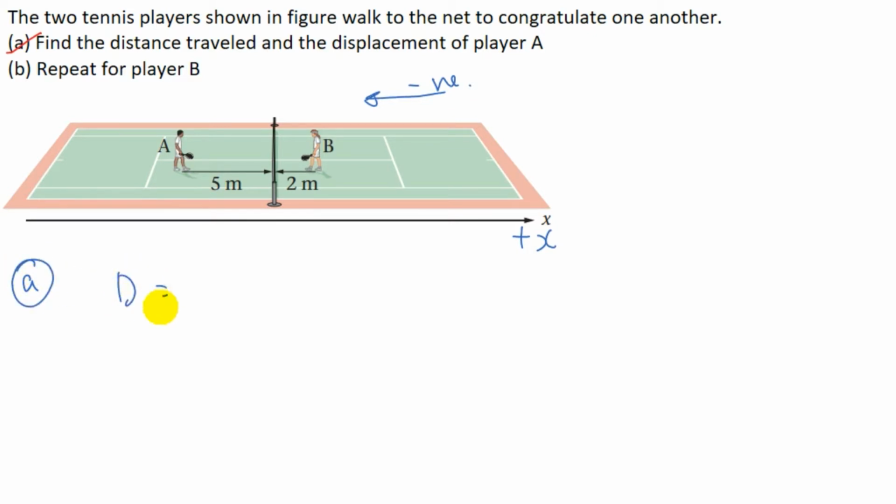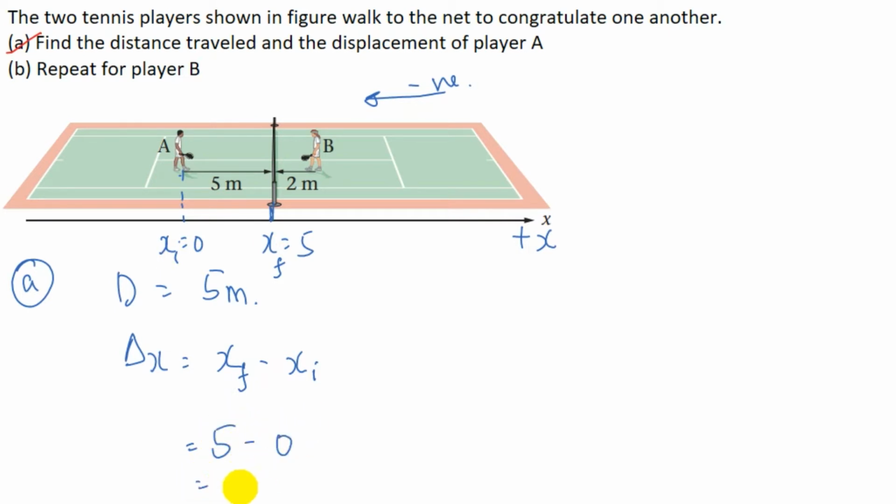Now distance would be equal to the total length of the trip. So total length for player A is 5 meter. Now displacement is the change in position, delta x. This is xf minus xi. Now the final position for player A is this, where x equals 5 here, and here we can take it to be origin, x equals 0. So this is the final position, this is the initial position. So displacement would be 5 minus 0, which is equal to 5 meter. So this is the answer for the A part.